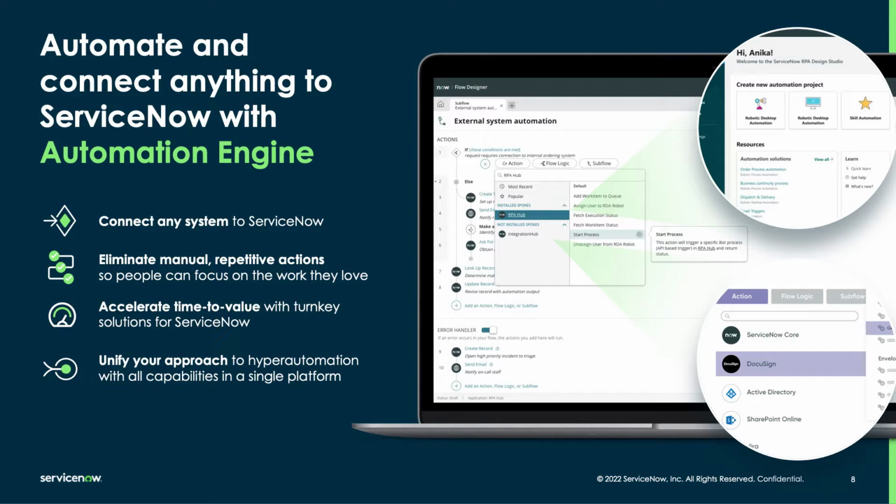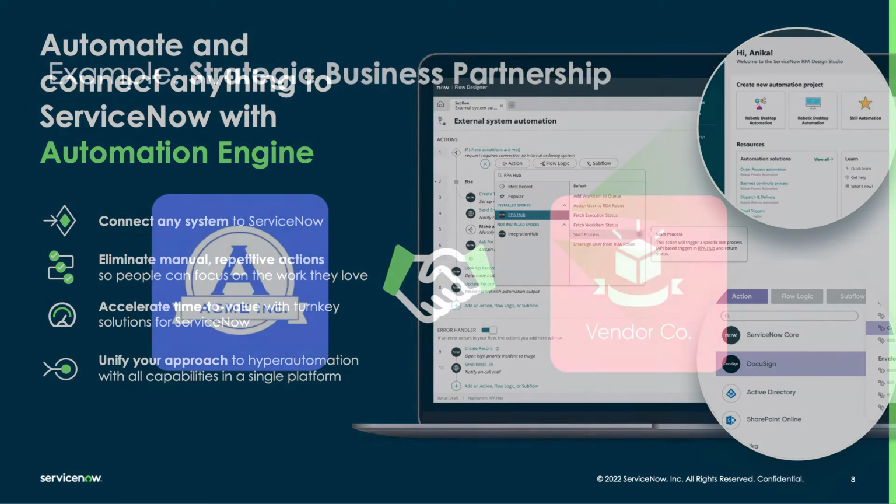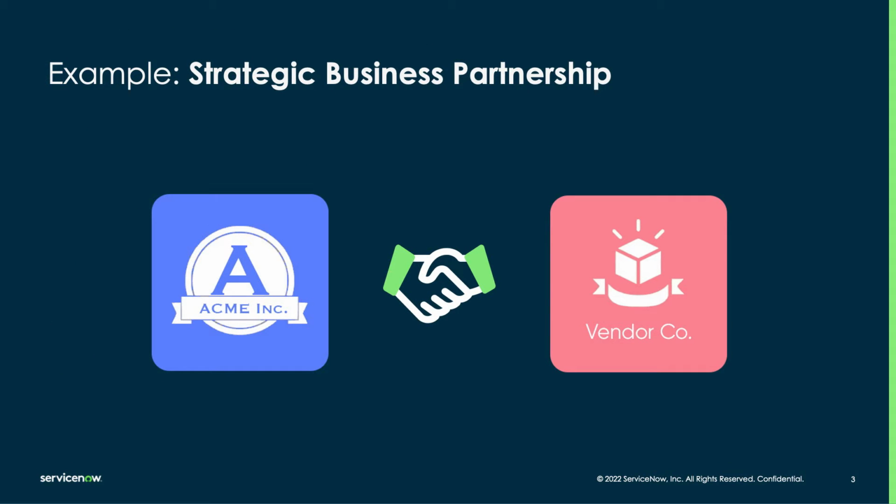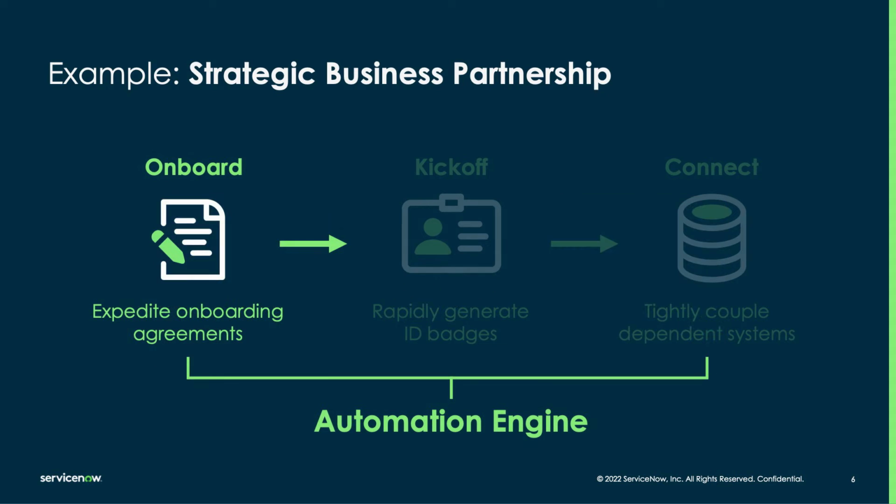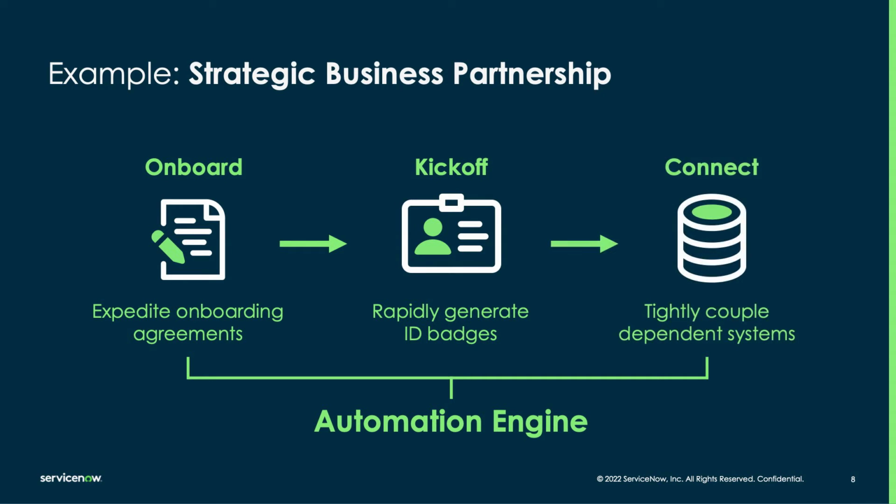Let's take a look at an evolving partnership between two fictitious companies and see how quickly Automation Engine can make a valuable impact. Acme Inc. has recently established a formal partnership with one of their key suppliers, VendorCo, in order to optimize the way they jointly meet the needs of their customers. To kick off this new partnership, the two businesses need to navigate the initial agreement and documentation phase, hold a kickoff workshop to commence planning, and establish technical linkages between their key information systems.